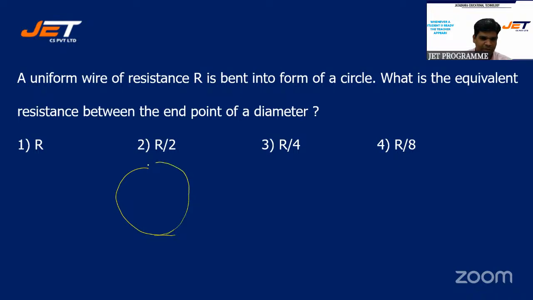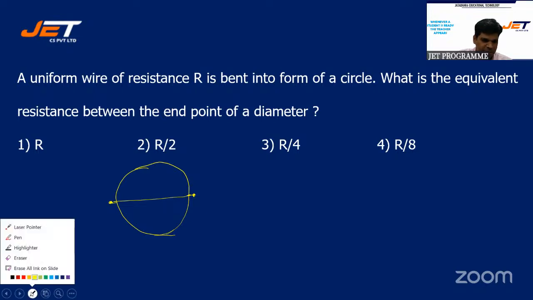Circle ఇలా ఉంది, diameter ఇలా ఉంది. I think green, yellow is the best color, students. Green to కనపడదు. I'm just checking.